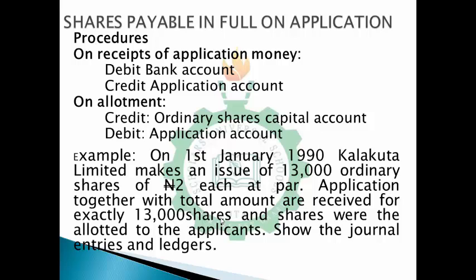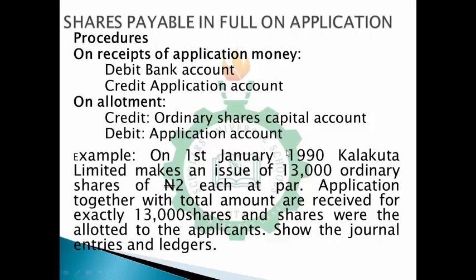Now let's take this question for example. On 1st of January 1990, Kalakuta Limited makes an issue of 13,000 ordinary shares of 2 naira each at par, and the application together with total amount are received for exactly 13,000 shares, and shares were allotted to the applicants. Show the ledger and the journal entries. Now for this question, what you're showing basically is all of these procedures I've explained here. That is, what am I debiting and what am I crediting? Which amount am I debiting? Which amount am I crediting?